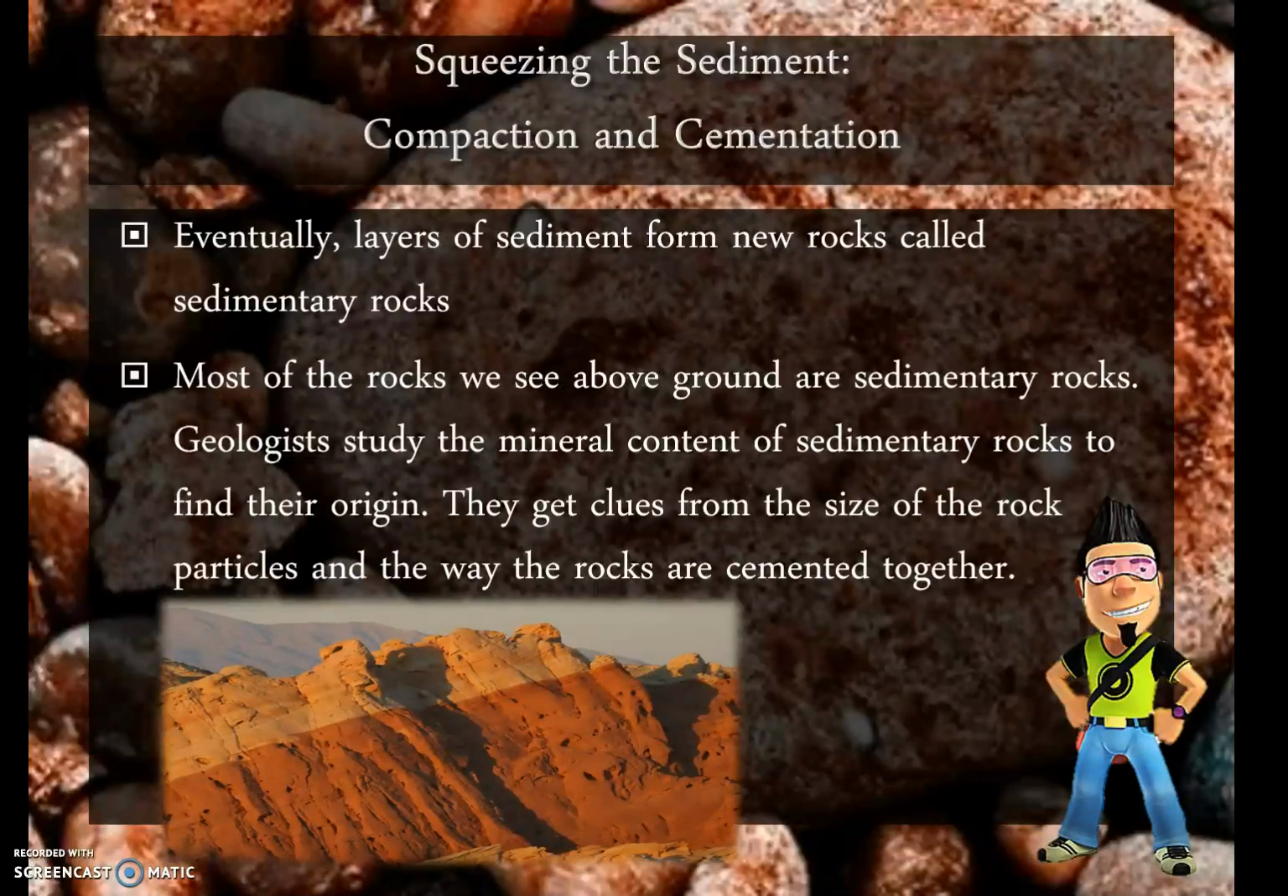So after weathering, erosion, and deposition happen, next that sediment gets squeezed, which is called compaction and cementation. When something gets compacted, it gets squeezed together. When something is cemented, if you think about pouring cement, it hardens. So those layers of sediment form new rocks called sedimentary rocks. Most of the rocks that we see above the ground are actually sedimentary rocks. And geologists can study the minerals that are in sedimentary rocks to find their origin. They're looking at those little pieces of rock, sand, and shell.